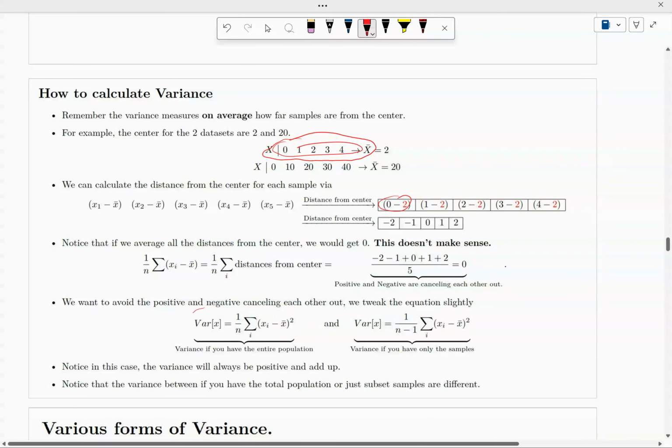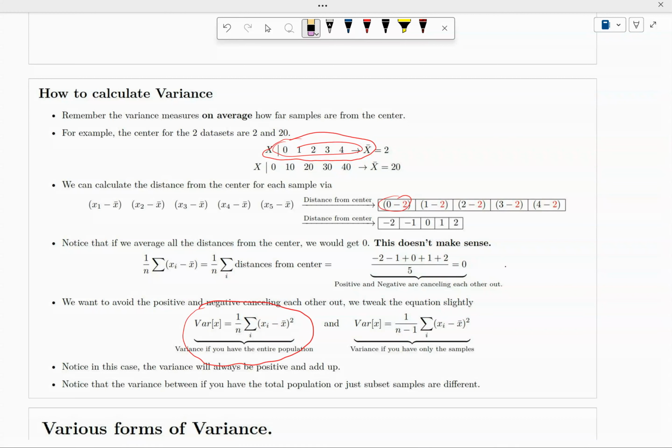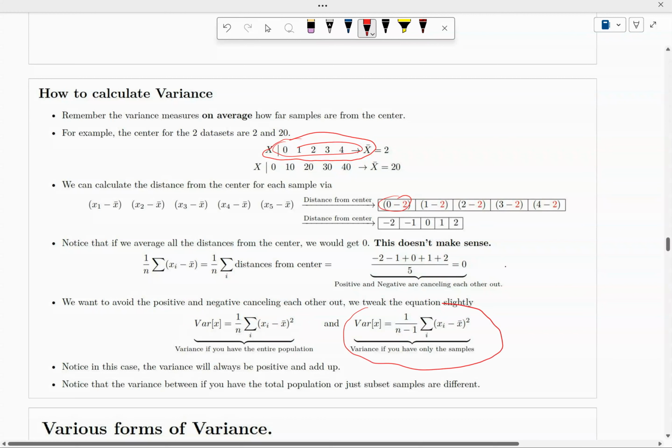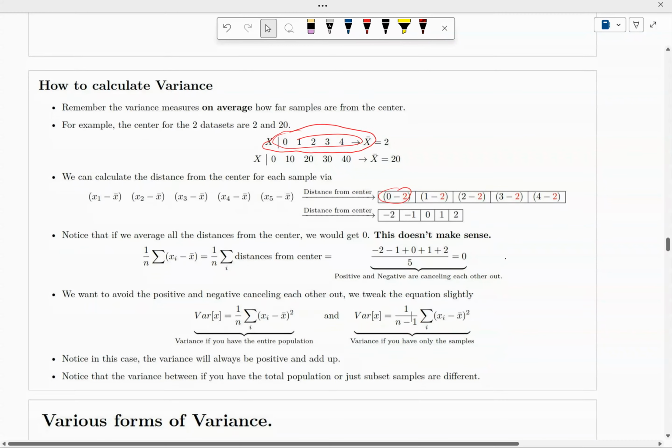Now, this equation is the variance if you're calculating it and you have the total population. However, empirical variance is when you don't have the population. And notice that it turns out that you need to divide by n minus 1. And this will give you a slightly more accurate result when you don't have the total population. Okay.